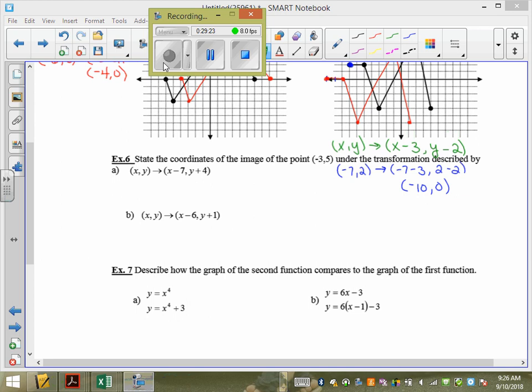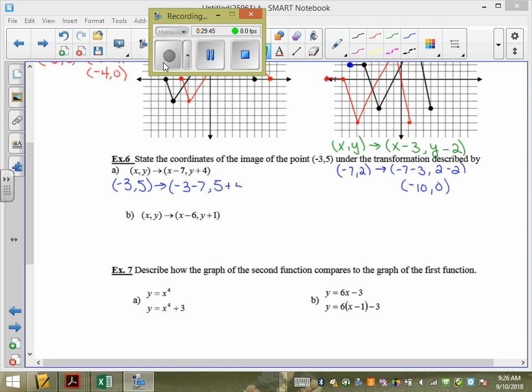So it says state the coordinates of the image of the point -3, 5 under the transformation. So they want the transformed one, right? They don't want the original. They gave it to us. They want the transformed one under these transformations. Remember, we need to read it, make sure we know what they're asking us. So our original is -3, 5. And we're going to have -3 minus 7, 5 plus 4.